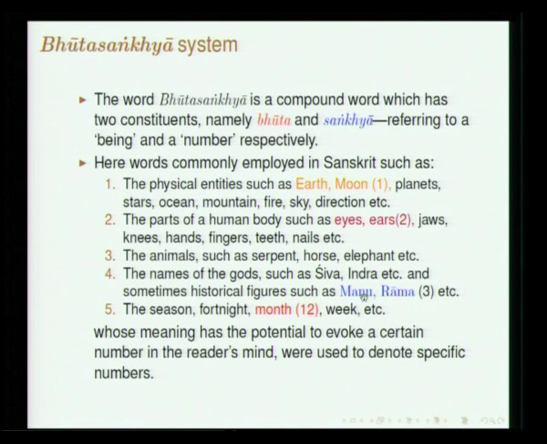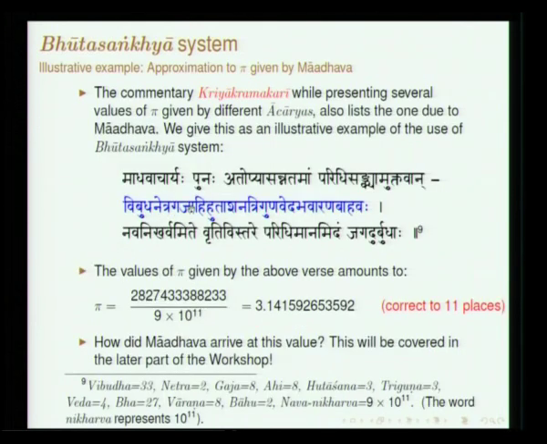And one interesting example is Madhava's value of pi. This is what I thought I will just choose here. So, Vibhudha Netra, see Netra is 2. So, you look from here. Vibhudha basically represents Devas. Therefore, it is 33. So it has to do with the description which is found in Puranas. And Netra is 2. Then Gaja, so there are Ashta Diggajas.